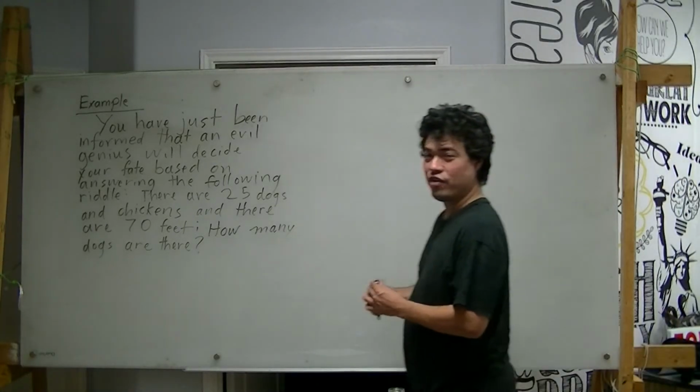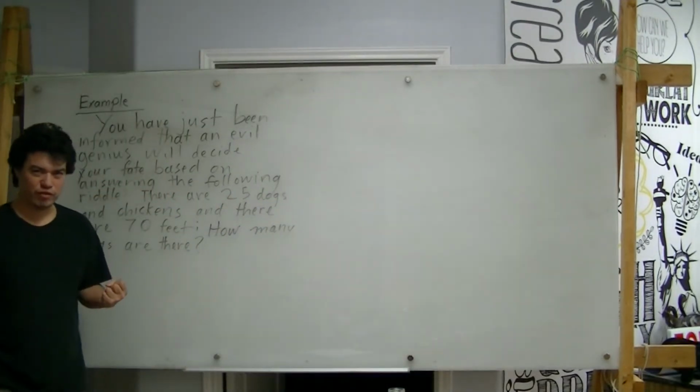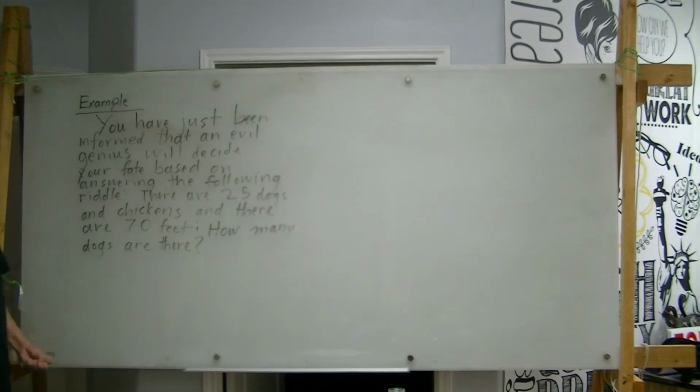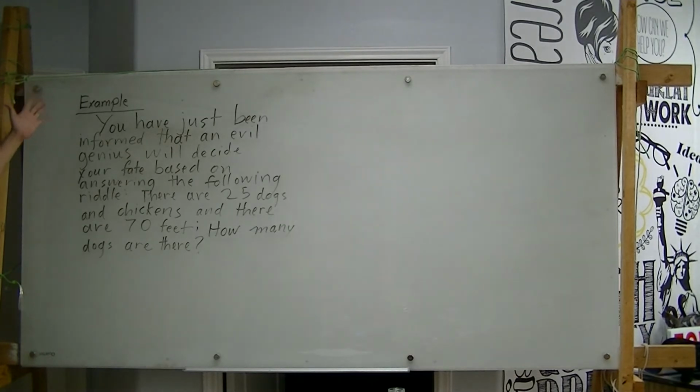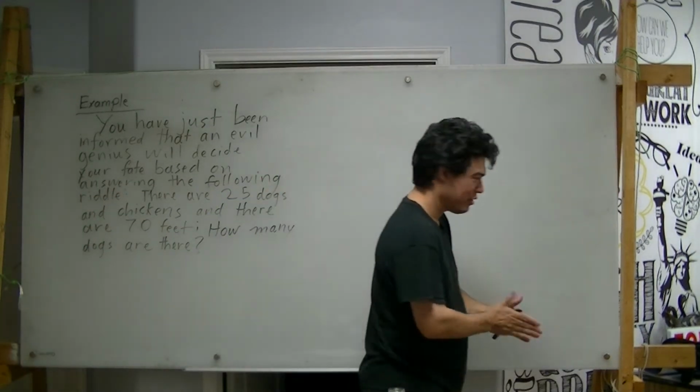So now we're going to have another interesting problem to be solved with a system of linear equations. You have just been informed that an evil genius will decide your fate based on answering the following riddle. There are 25 dogs and chickens and there are 70 feet. How many dogs are there? Luckily, you're taking this class and you'll be able to answer the riddle.